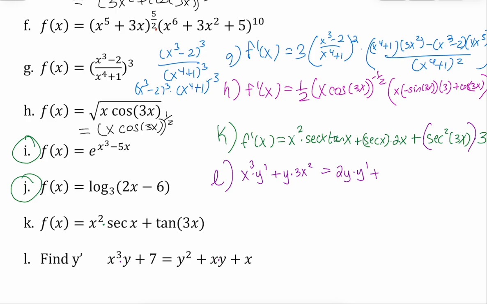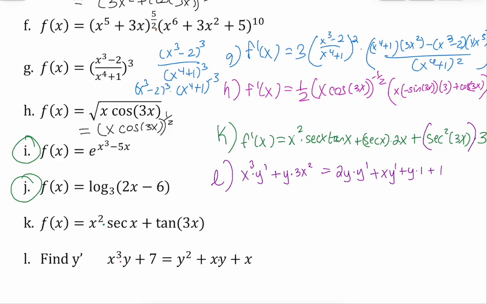The derivative of xy, I have to use implicit, so first times derivative of the second plus second times derivative of the first. It's a product rule. So first times the derivative of the second plus second times the derivative of the first. X is x. We're taking the derivative in terms of x, so it's just 1. And then the derivative of x is just 1.